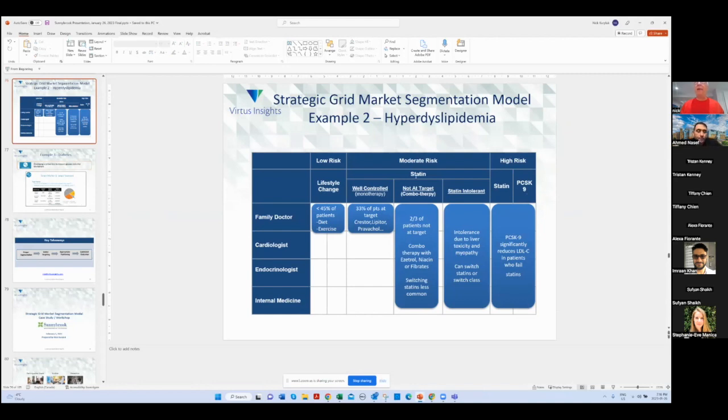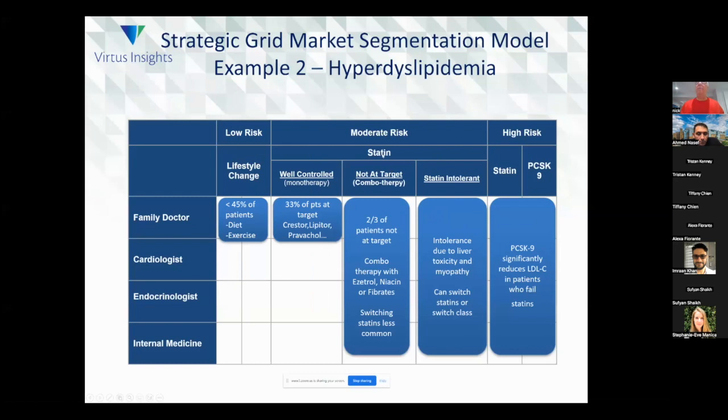Historically, any patients on statins that are not at target, the physicians try what's called combination therapy. They start mixing other products to lower your cholesterol. But quite often, this combination exercise doesn't work. And therefore, they may try switching statins. And so that's what we learned there.